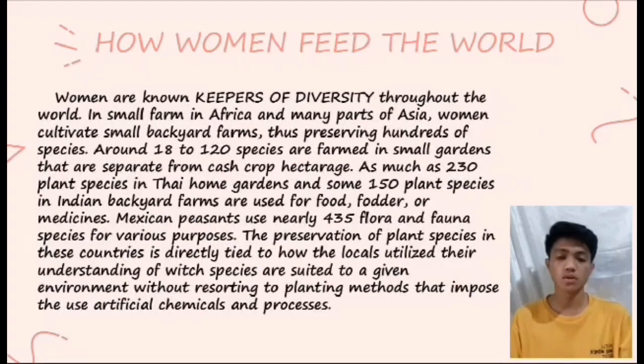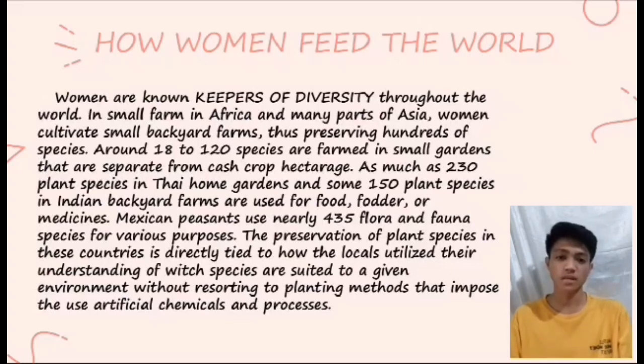How women feed the world. Women are known keepers of biodiversity throughout the world. In small farms in Africa and many parts of Asia, women cultivate small backyard farms, thus preserving hundreds of species. Around 18 to 120 species are farmed in small gardens that are separate from cash crop hectarage. As much as 230 plant species in Thai home gardens and some 150 plant species in Indian backyard farms are used for food, fodder, or medicines. Mexican peasants use nearly 435 flora and fauna species for various purposes.